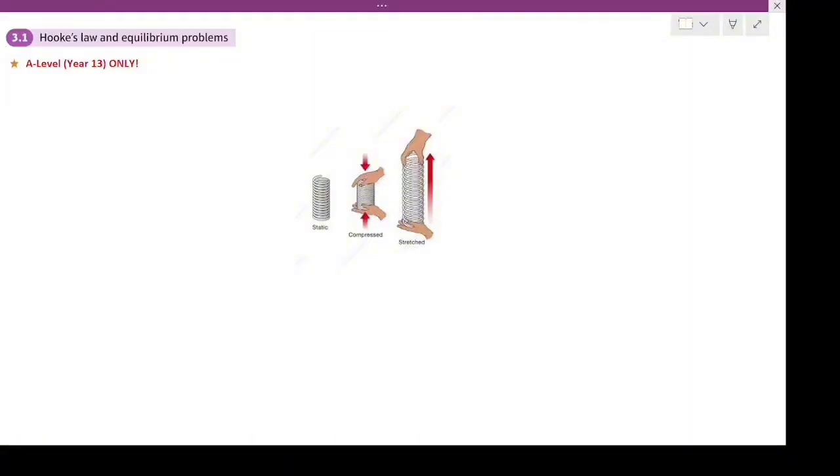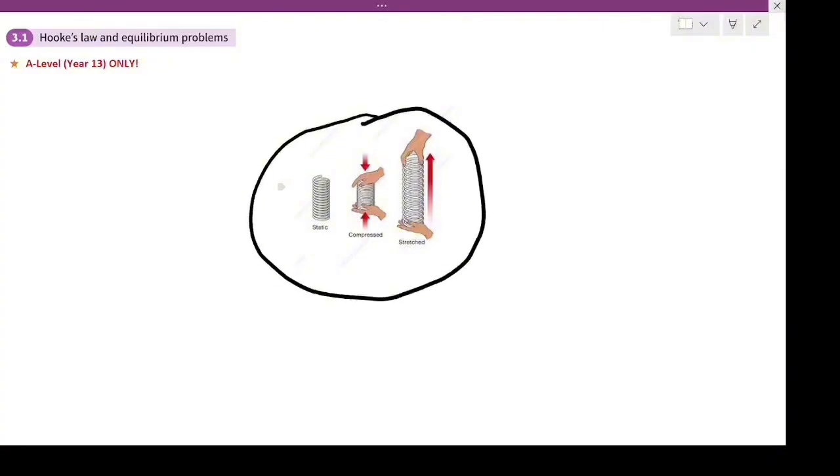As the chapter suggests, we're going to be looking at strings and springs. Strings and springs are effectively the same thing. They work in the same way and use the same formulas, so we can use them interchangeably, really. What we're going to be looking at is when we compress, so condense or shorten them, or when we stretch, so extend them. As you can see in this little picture, that's very simply what we're going to be looking at.